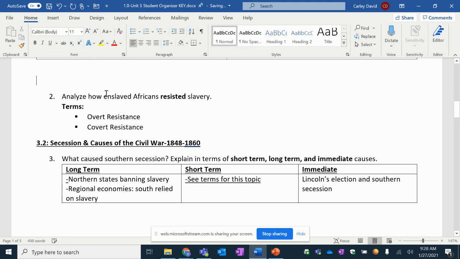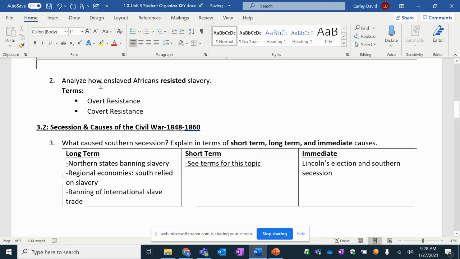Then we moved on. We did an activity on how enslaved Africans resisted or responded to slavery, and we broke it down into two overarching methods, which were overt. Remember, overt means over or open, so open resistance. And covert has the word cover in it. That's how I like to remember. I also like covert operations in the Cold War, but hidden, right? It's going to be examples.